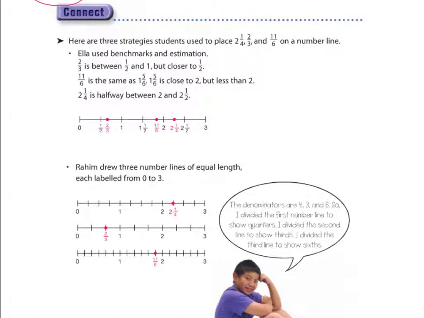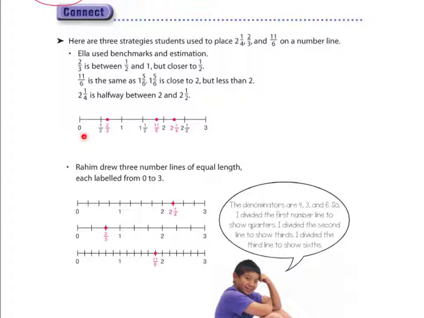All right, here are 3 strategies students use to compare 2 1/4, 2/3, and 11/6. They used a number line. And we'll talk about a couple of other strategies as well. But here we have Ella, who's using benchmarks to estimate. And benchmarks, again, is it closer to 1/2? Is it closer to 1? Is it closer to 0? Is it more than, in this case, 2, and so on.